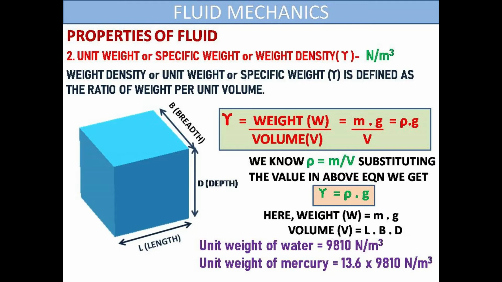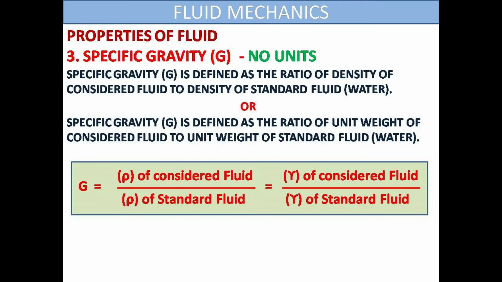We know weight is equal to mass into acceleration due to gravity. Substituting this in the unit weight formula, we get unit weight, gamma, is equal to mass times acceleration due to gravity, divided by volume. Which further gives unit weight, gamma, equals to density, ρ times acceleration due to gravity, g. Unit weight of water is 9,810 newtons per meter cube, and unit weight of mercury is 13.6 times 9,810 newtons per meter cube.